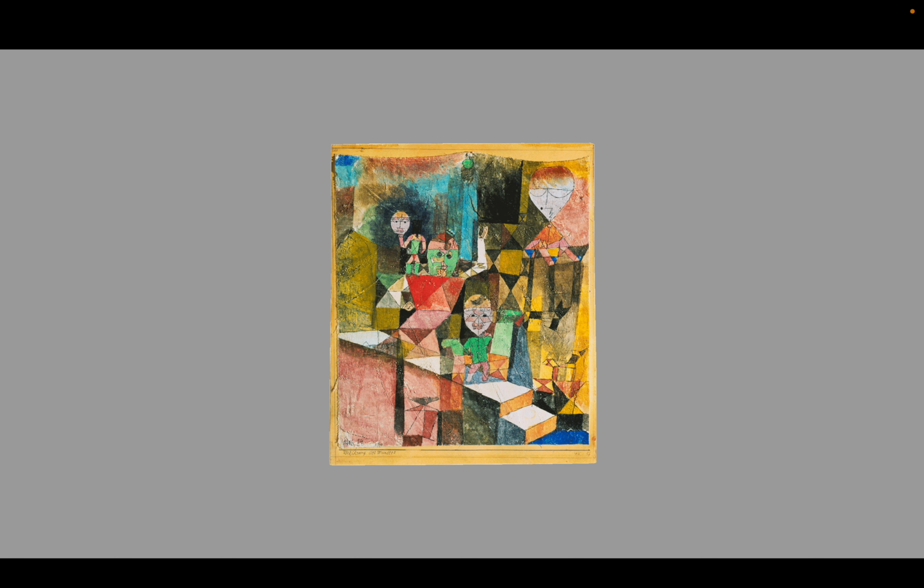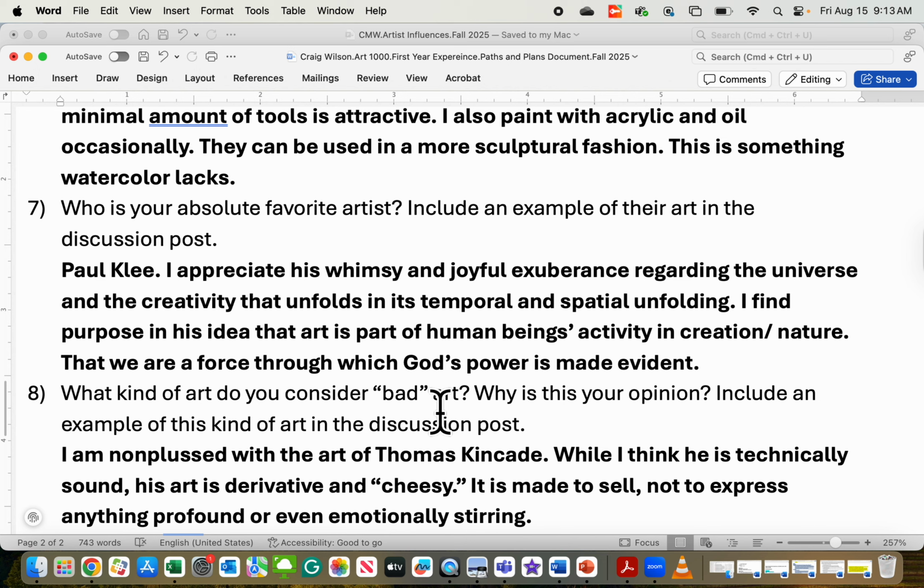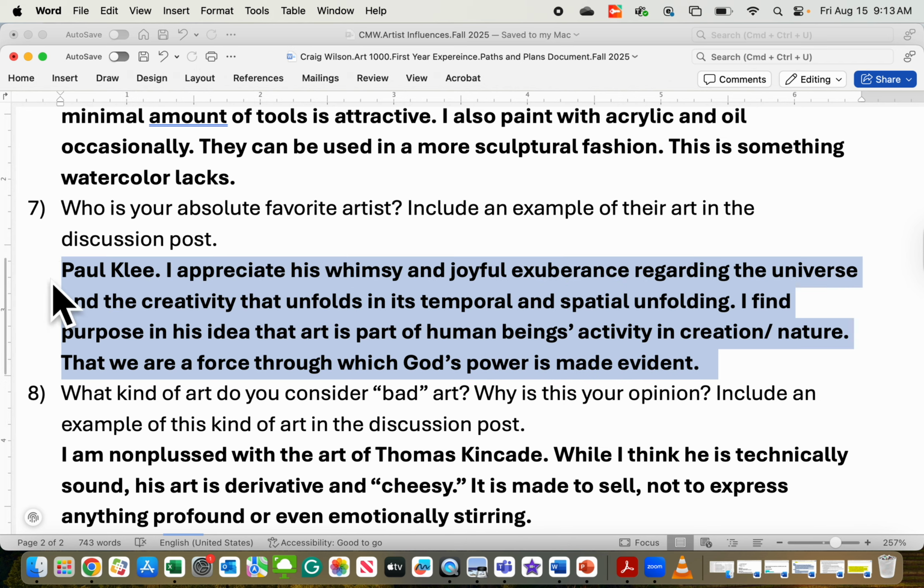Here's a combination of the quilt-like matrix of the composition, and then these little quirky, cartoonesque, childlike figures. And he would be considered a member of the Surrealists. So, in my question, I answered it. I appreciate his whimsy and joyful exuberance regarding the universe and the creativity that unfolds in its temporal time and space.